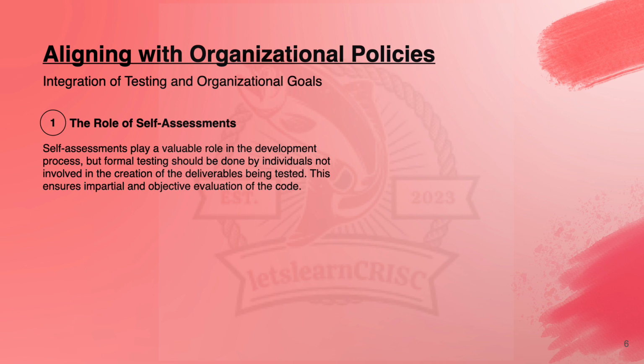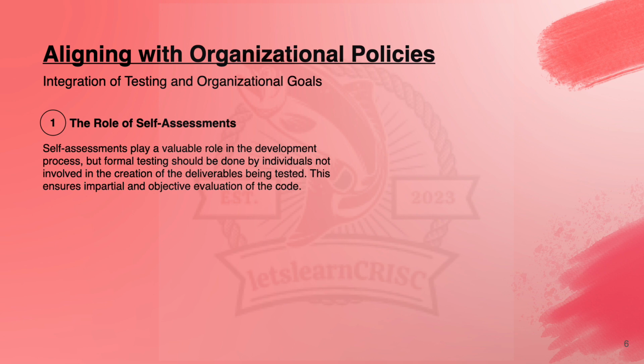Next, about the formal testing. Friends, formal testing is conducted by the individuals who are not directly involved in the creation of the deliverables. This ensures an external and unbiased evaluation. Example, like a quality assurance tester who is separate from the development team conducting thorough testing of a software application is an instance of formal testing. Friends, this ensures the impartial and objective evaluation of the code.